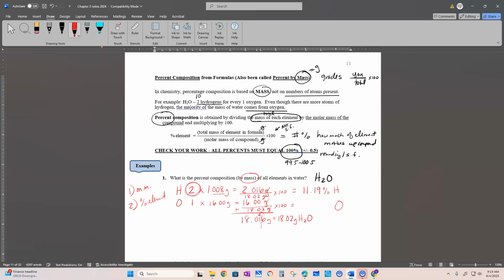And you're going to get 88.79 percent. So now here comes check your work. Add up those two percentages. Now we're going to box these answers because these are our answers. But let's check to make sure it equals 100.